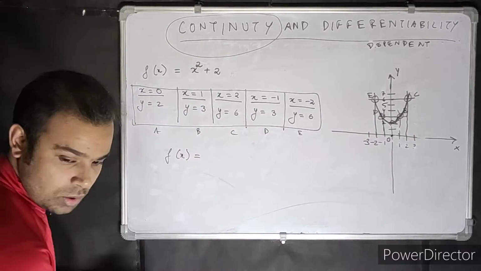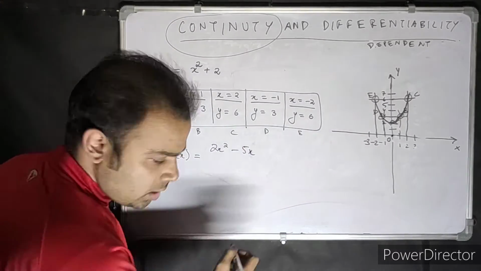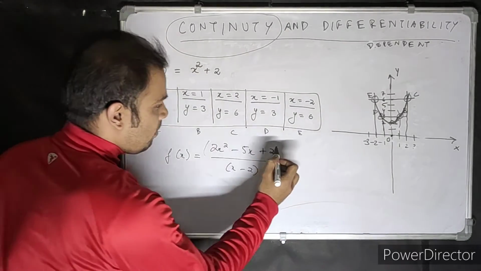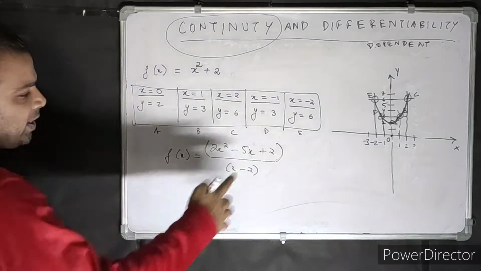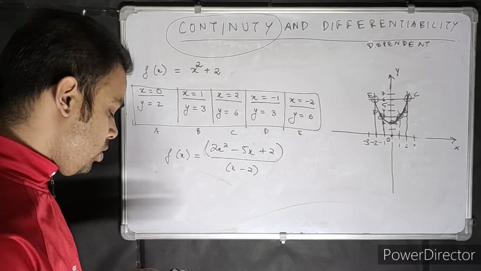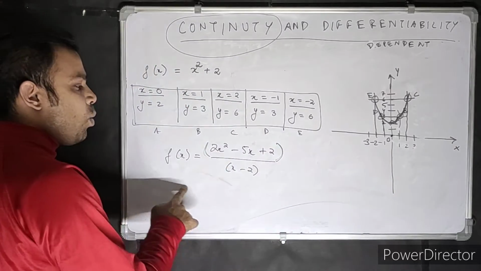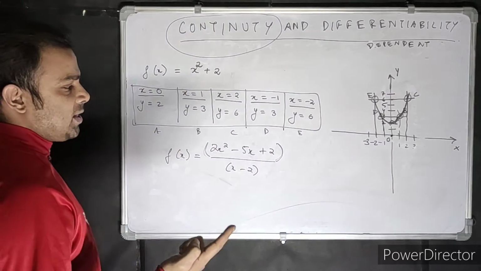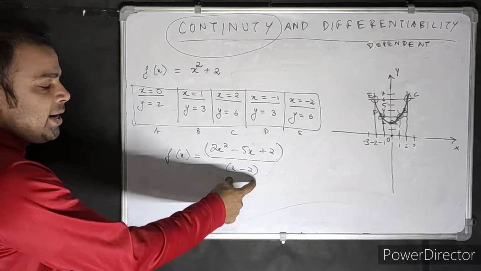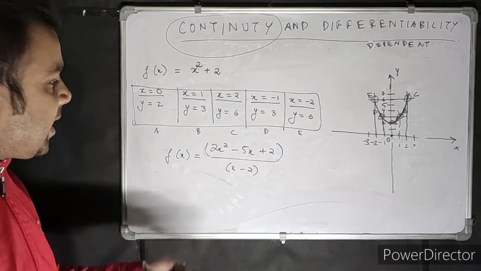f of x is equal to (2x square minus 5x plus 2) divided by (x minus 2). Many of you will say, sir, we'll split this and get rid of the x minus 2, and then we can easily get the function. But which value of x will make it discontinuous? At x equal to 2. As you put 2 over here, you get divided by 0 and you don't get any value. So it's discontinuous at x equal to 2.